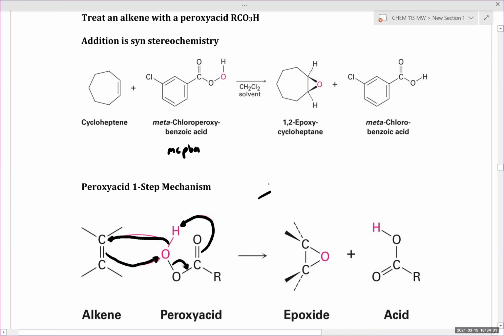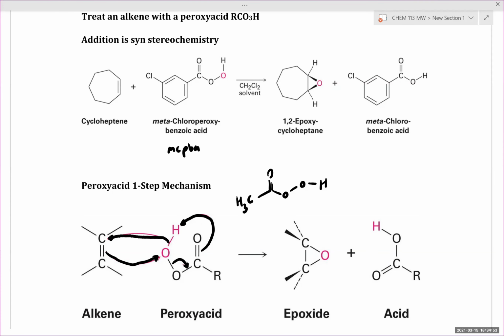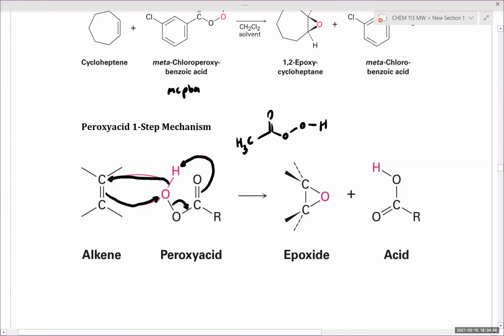Other common peroxy acids that you may see written out are practically never used in the laboratory unless you really have to, because they're somewhat jumpy and reactive reagents. One example of this is peracetic acid, which is a more reactive variant of a peroxy acid. Does this mechanism look familiar to everyone? This was covered previously as well in Chem 112.